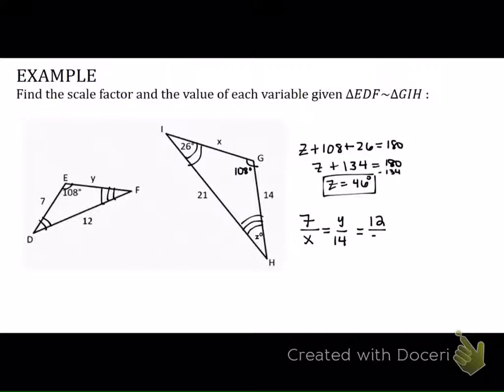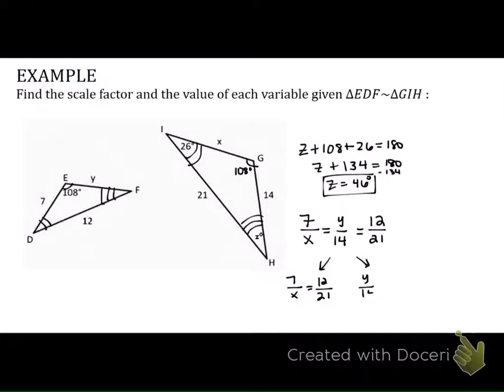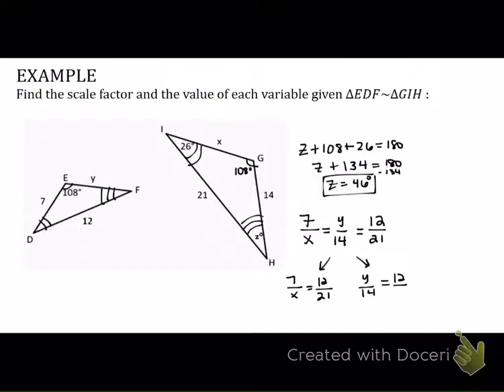So we'll notice that you have two variables in here, right? But you do have one that does not have variables in it. So what you're going to do is split this into two now that you know which one doesn't. So you have 7 over X equals 12 over 21, and Y over 14 equals 12 over 21. That way you can actually find the variables, because we talked about cross multiplication last week.